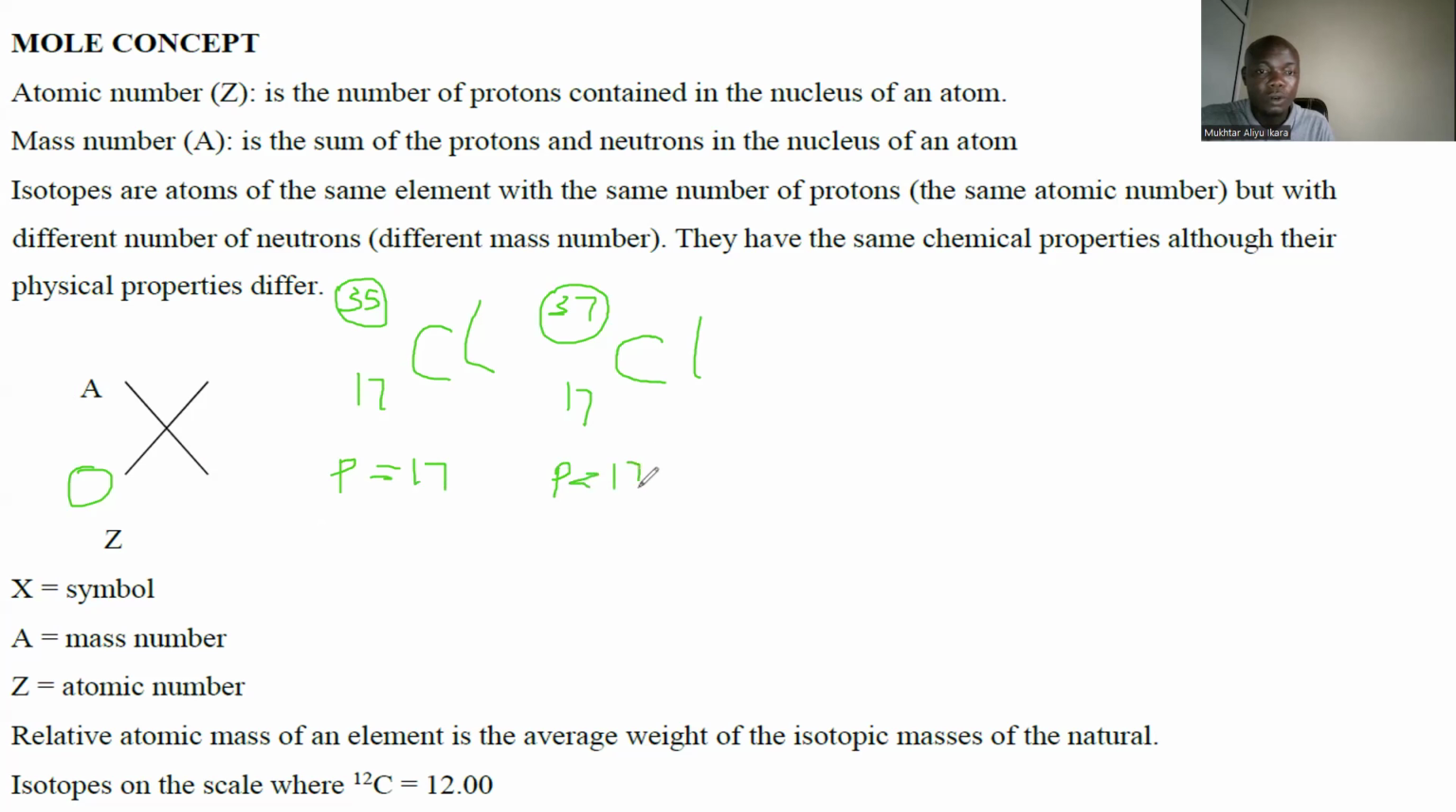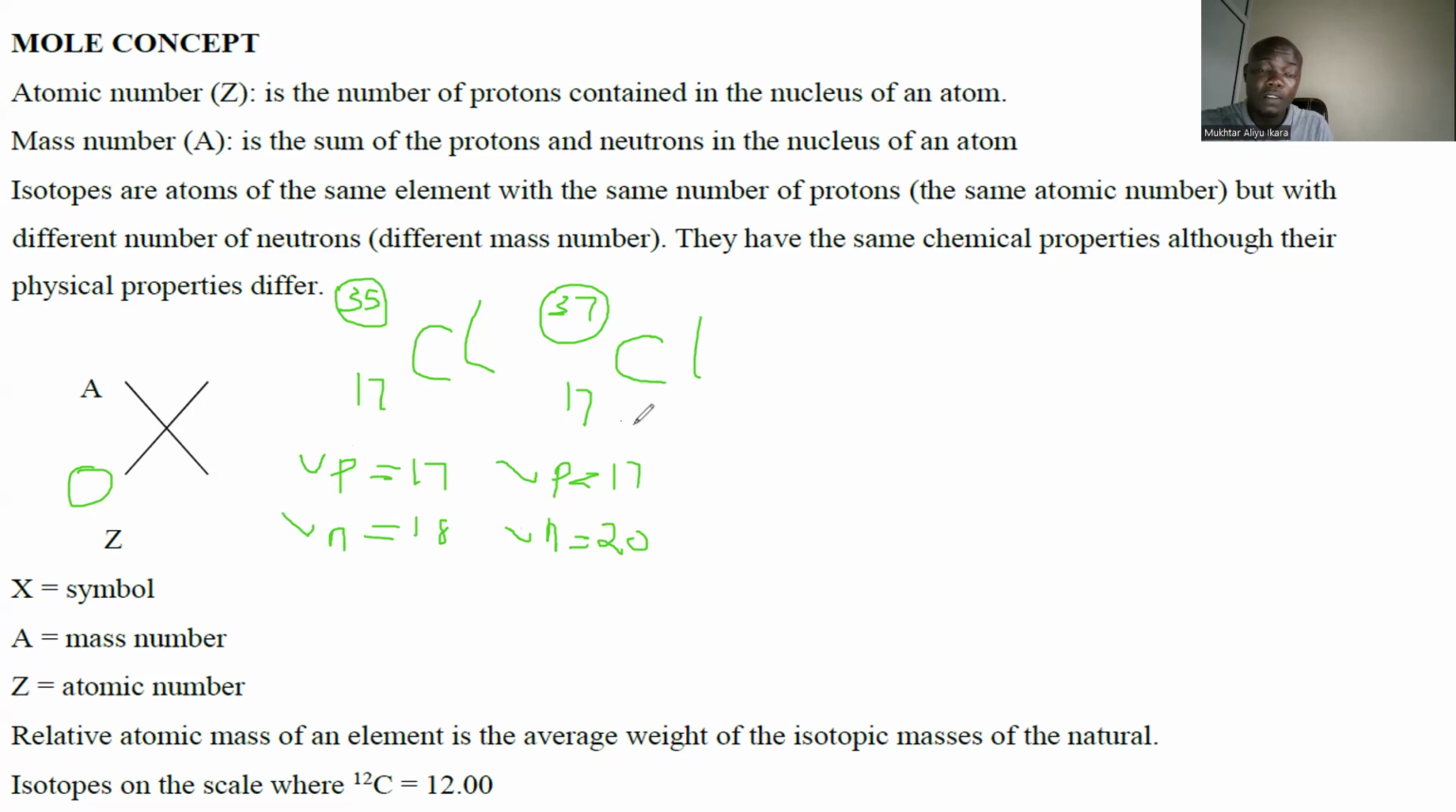But what about the neutron number? You take the mass number minus the proton number. So 35 minus 17, we have 18, so the neutron number is 18. And then 37 minus 17, we have a neutron number of 20. Therefore, we see that the proton numbers are the same, but the neutron numbers are different. So you can also define isotopes as elements that have the same proton number but different neutron numbers.